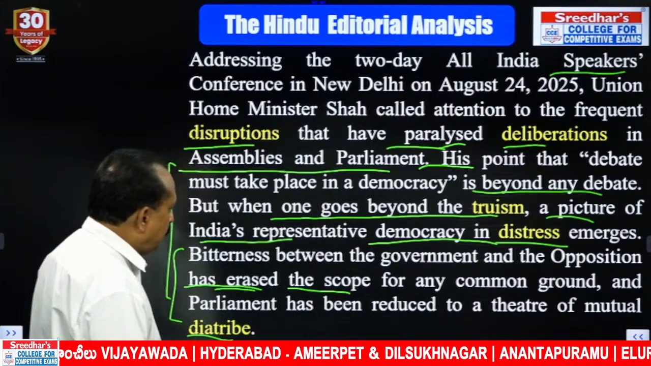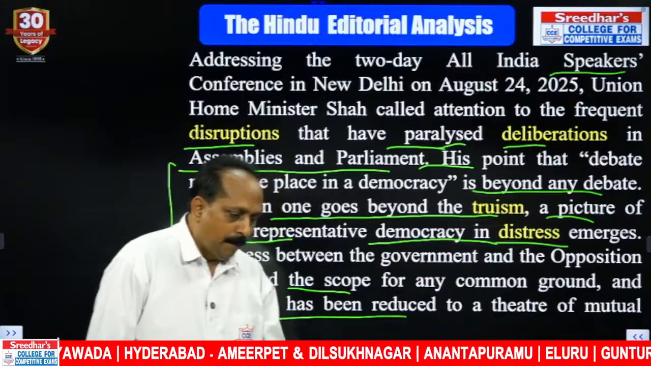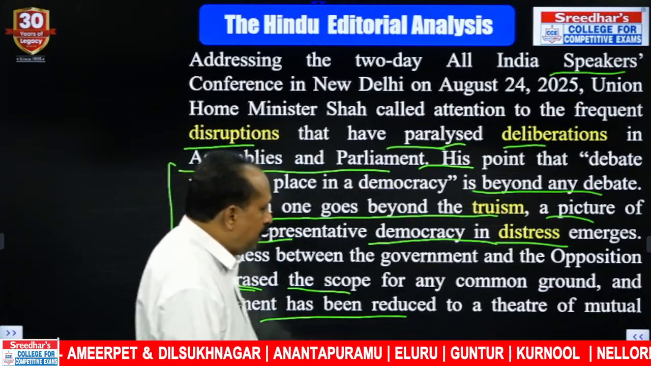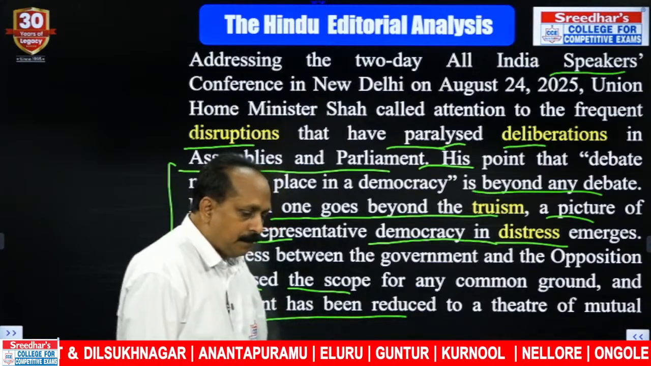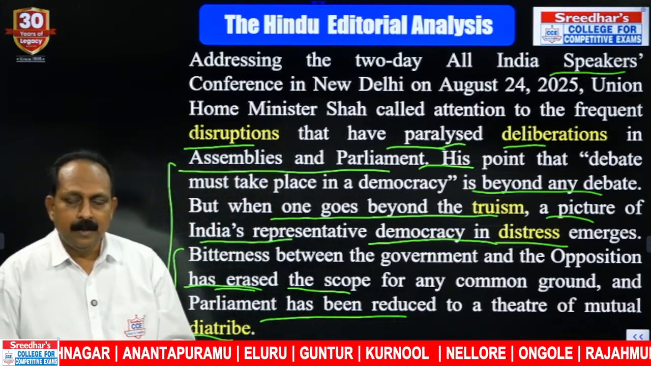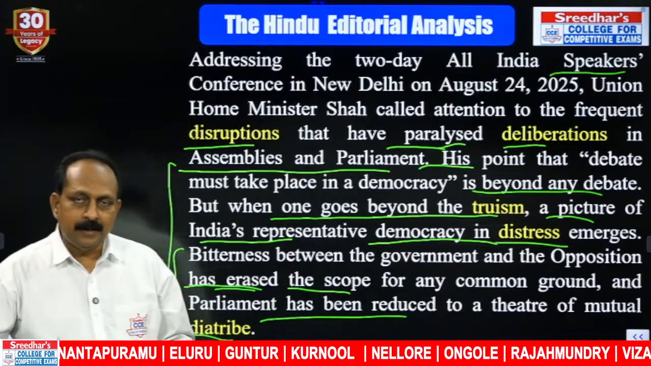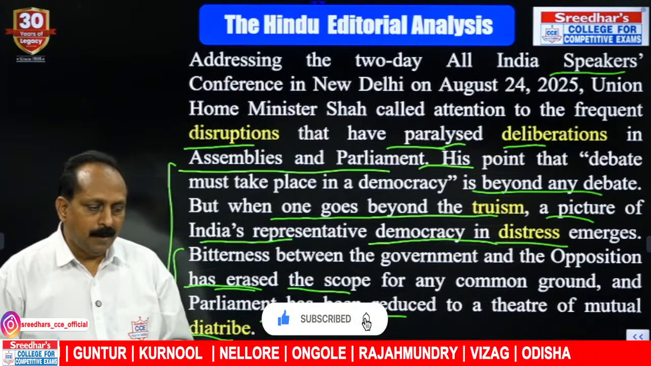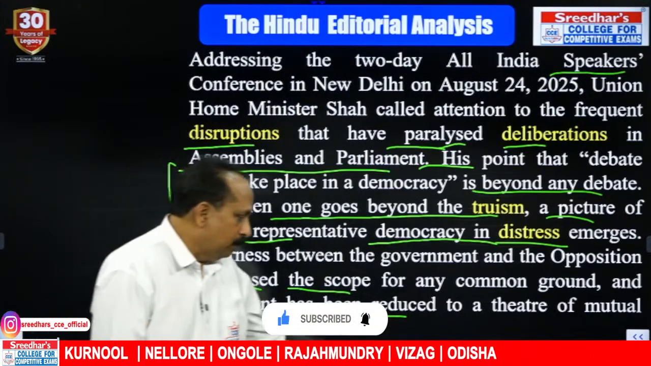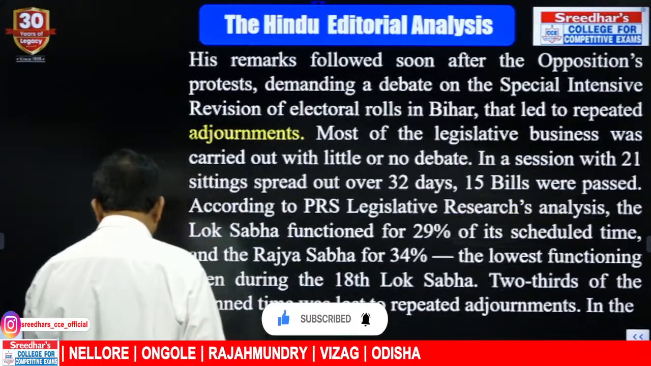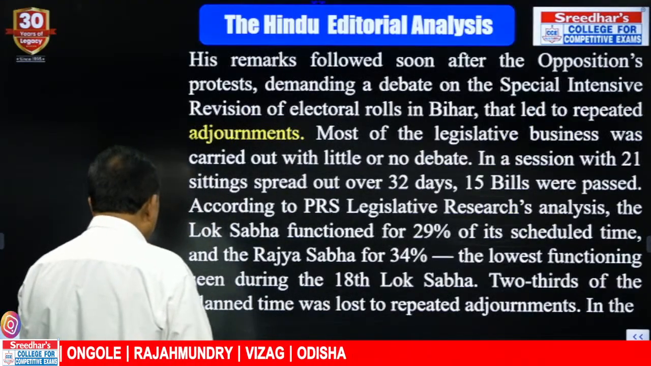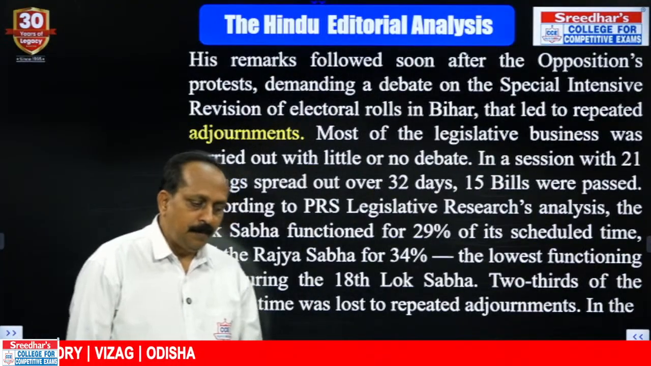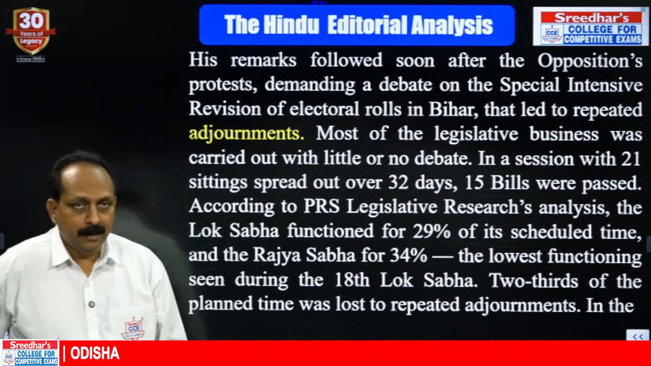And parliament has been reduced. Which tense is this? Present perfect passive voice. Reduced to what? A theatre of mutual diatribe. Mutual diatribe means ruling party members criticize opposition members, and opposition members criticize ruling party members. Mutual criticism, mutual diatribe. This is a statement given by the writer, and the writer has to justify it with statistical data.